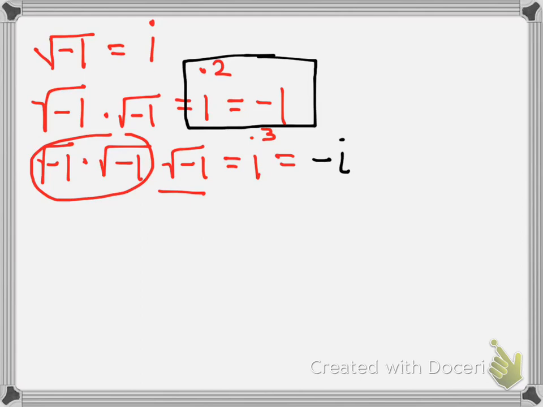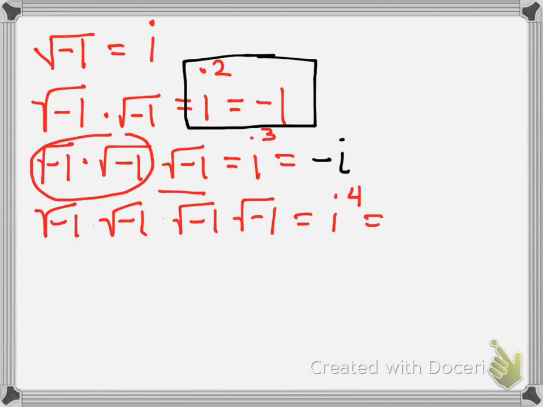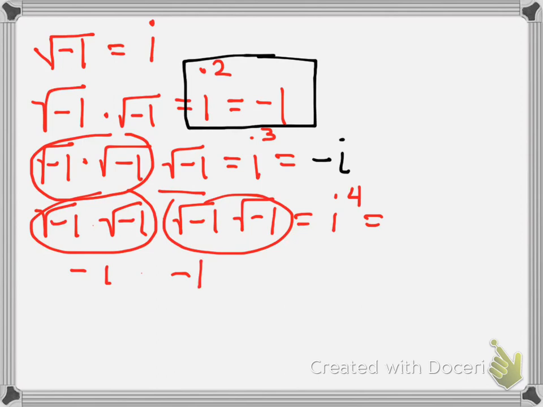Okay, last one. Square root of negative 1 times square root of negative 1 times square root of negative 1 times square root of negative 1 is i to the 4th. Or 2 of these guys is negative 1, and 2 of them is also negative 1. Negative 1 times negative 1 is positive 1.